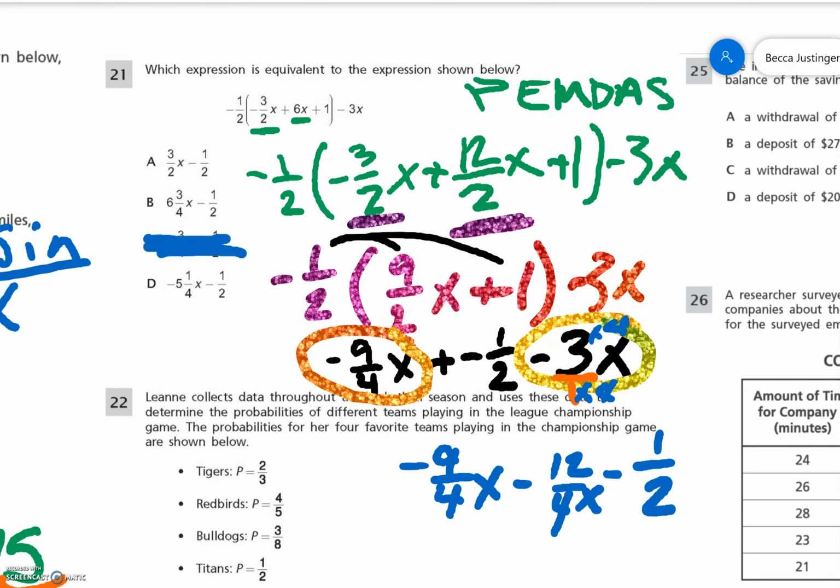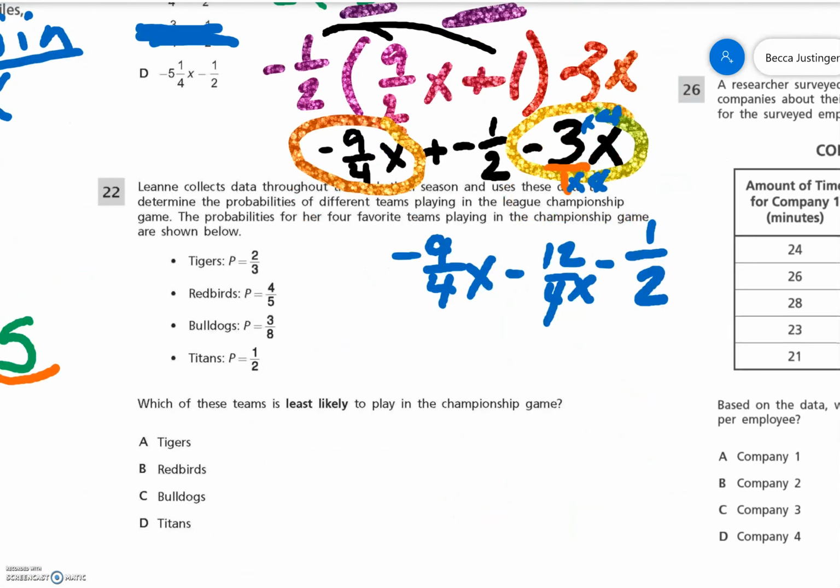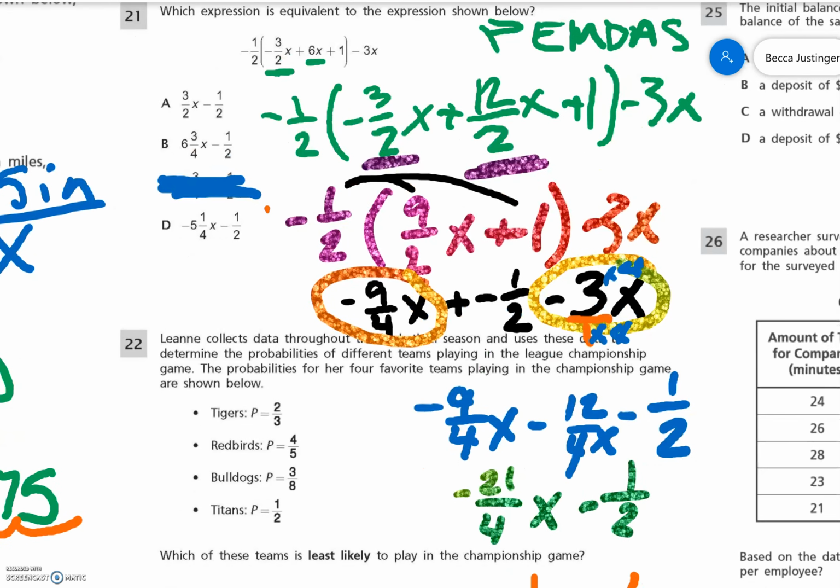So I'm going to cross out C right away. All the rest have minus 1/2. -9 minus 12 is going to give us -21/4 x minus 1/2. 4 goes into 21 7 times? No. 5 times. So that's going to be -5 1/4 x minus 1/2. Ooh, there it is, D.